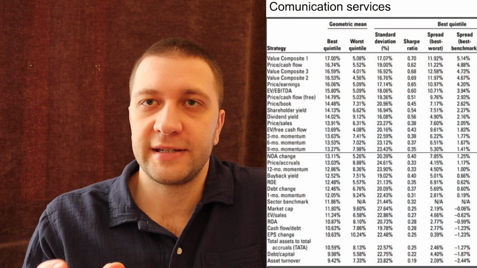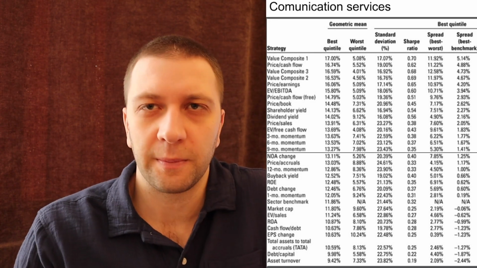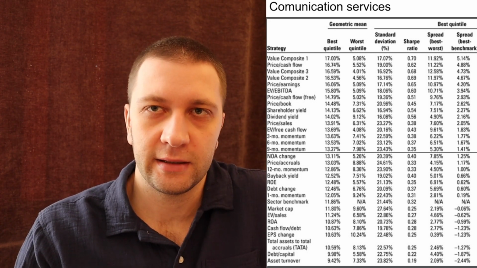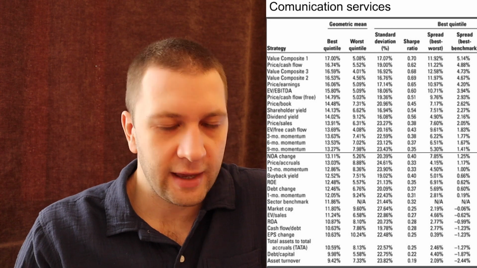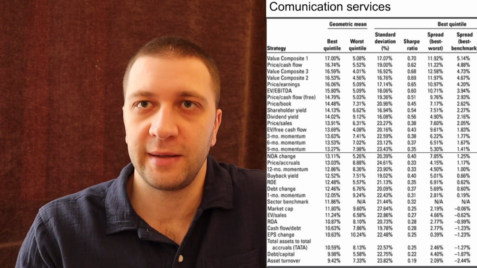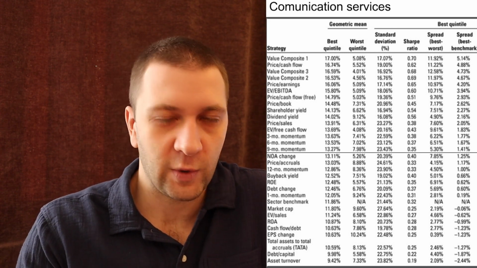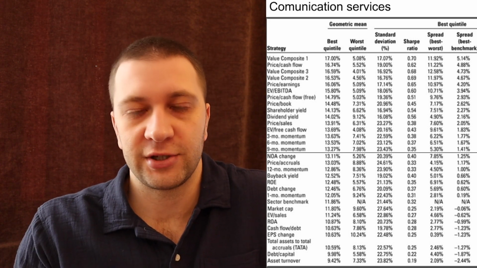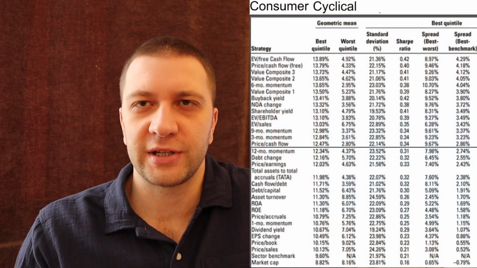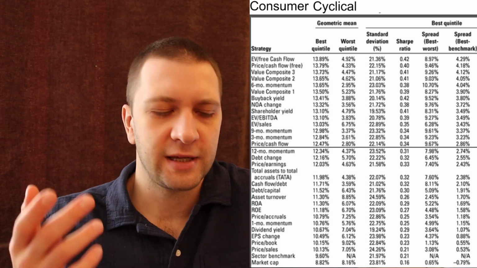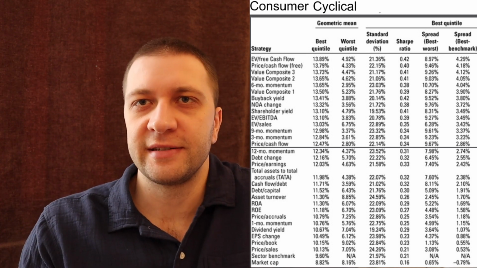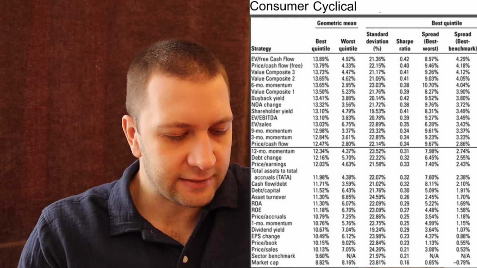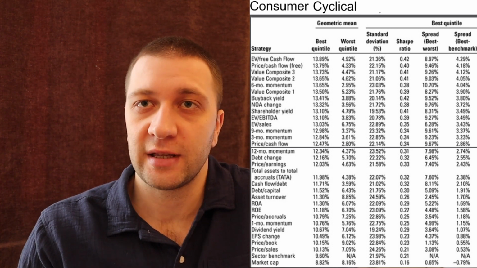Okay, the next sector is the communication services sector. Companies like Verizon, AT&T. As you can see, price to cash flow is at the top of the list. So that is the main metric we should focus our attention on when we're analyzing stocks from the communication services sector. Then we have consumer cyclicals, companies like McDonald's, Nike, that are very sensitive to the business cycle. We can see that enterprise value to free cash flow is at the top of the list.